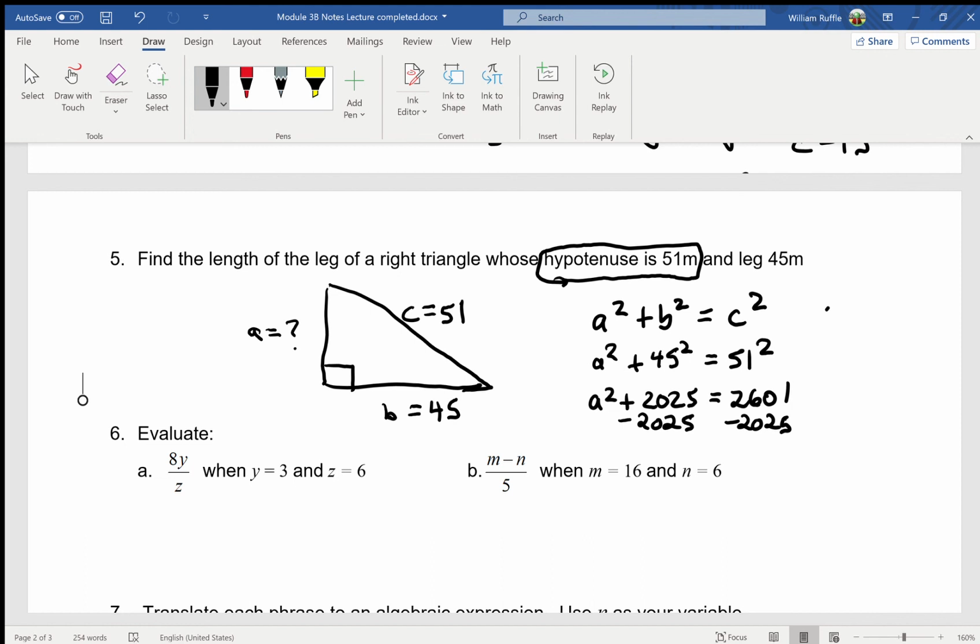So then I end up with A squared equaling 576. Again, we always do the opposite. What's the opposite of squaring? Well, I'm going to square root each side. Then I get A equals 24. So this missing answer over here, A equals 24.